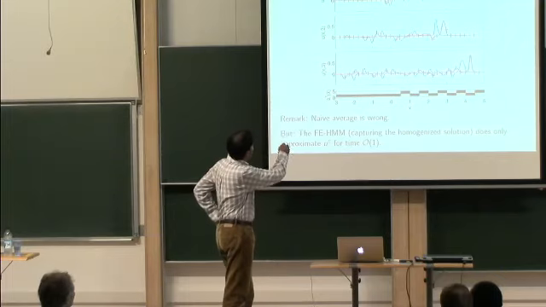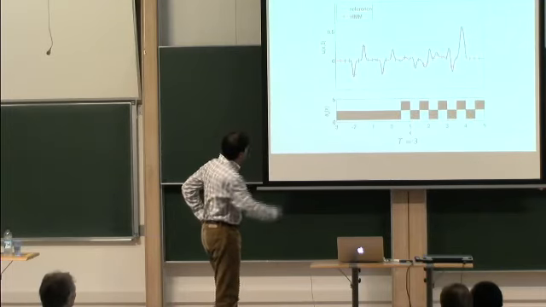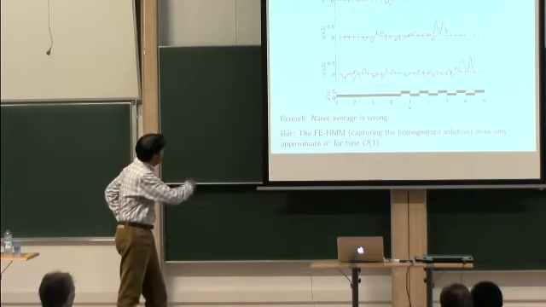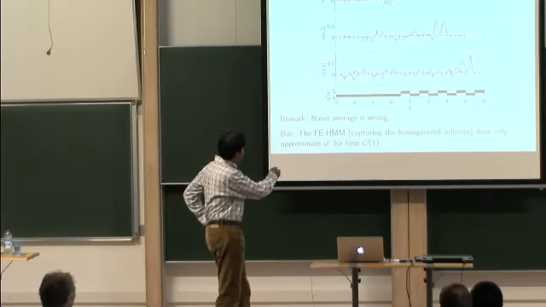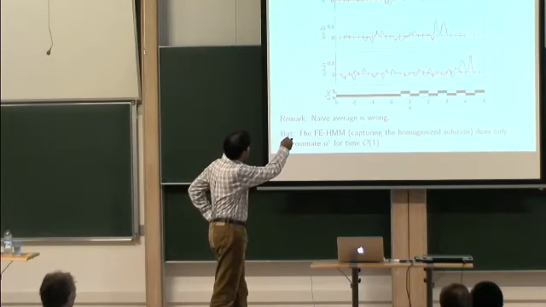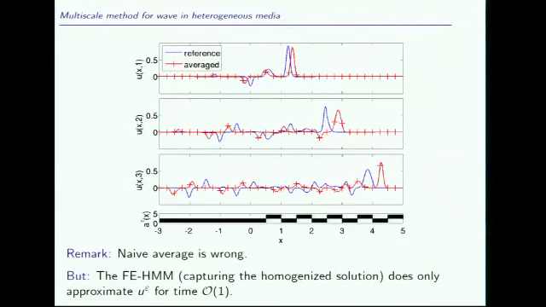That's the final result with the multiscale method, and here just a result where we see that again naive averaging is wrong. So in red it's naive averaging, and in blue it's the reference solution. Already on this short time we are completely off the wave. So that's again to insist that naive averaging is wrong.